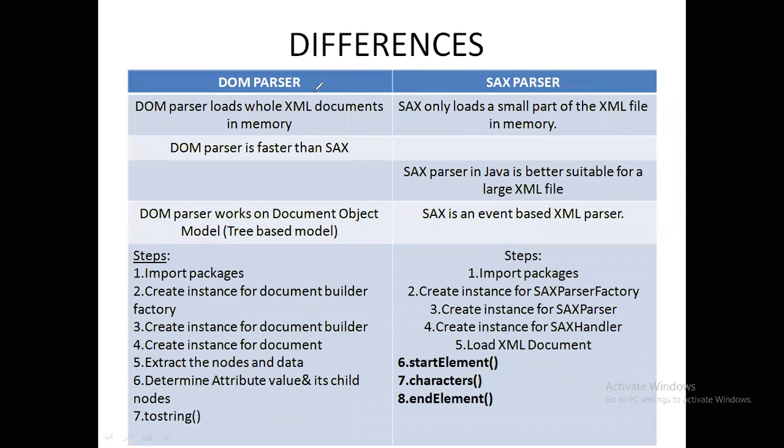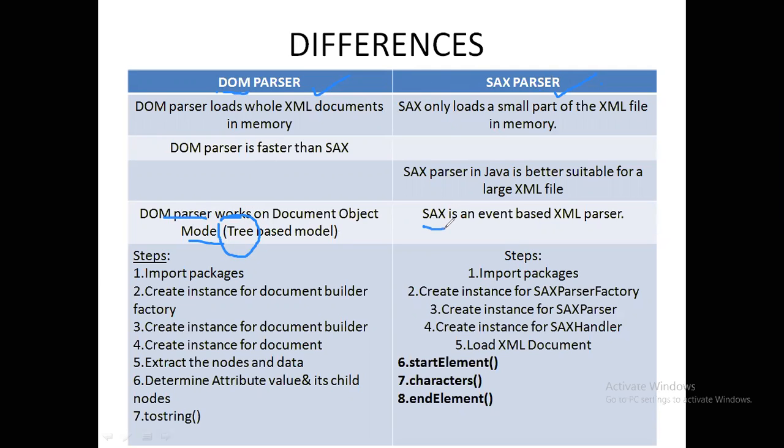In this video, we will see about DOM parser and SAX parser. These two processes are used to parse the XML document. DOM means document object model. It follows the tree data structure. That means it consists of root and children, or we can say nodes.